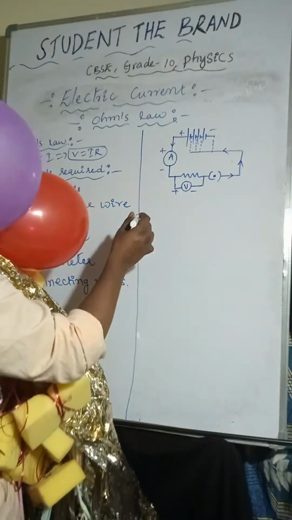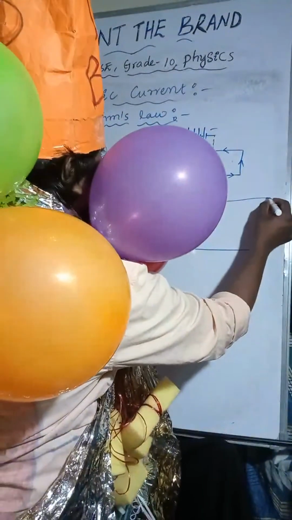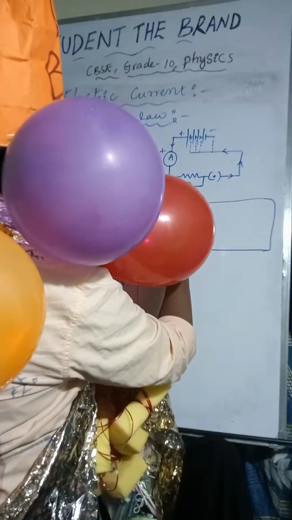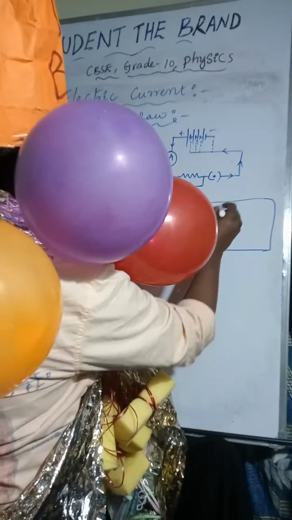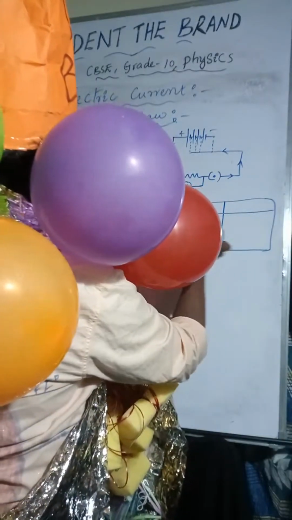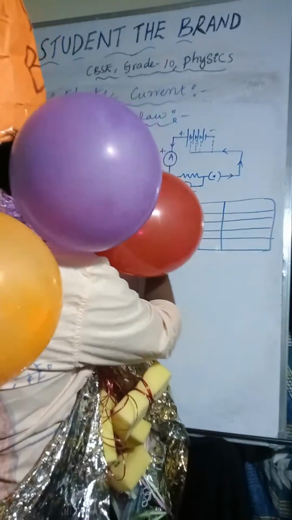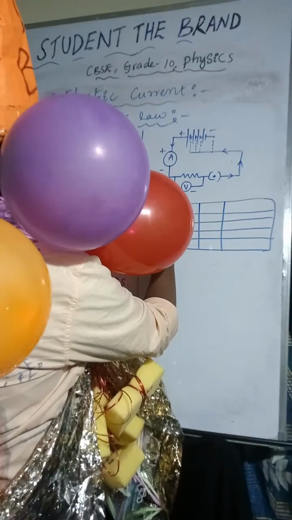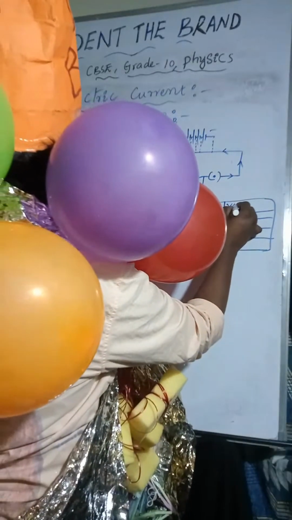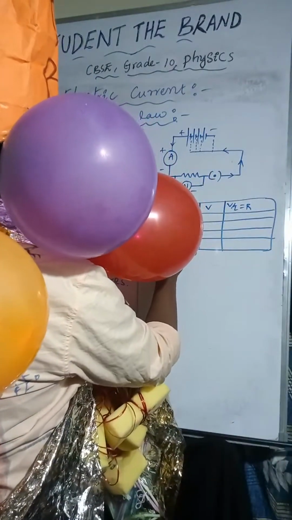So after observing the values, you have to mention in the tabular form given below. So you have to mention here: serial number, number of cells, current, voltmeter, V by I equal to R. So 1, 2, 3, 4, 1, 2, 3, 4.